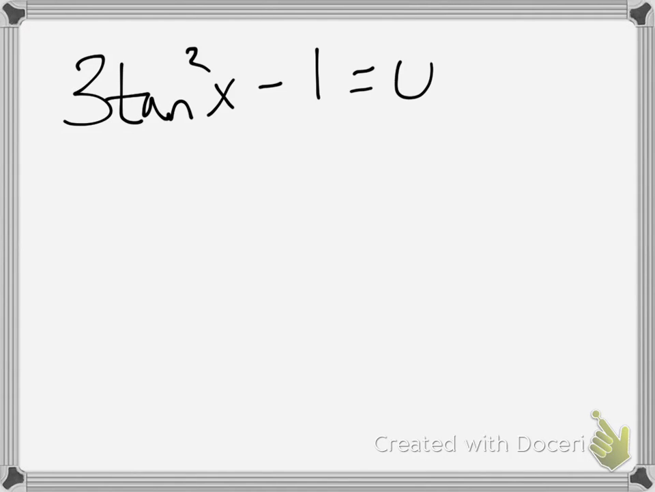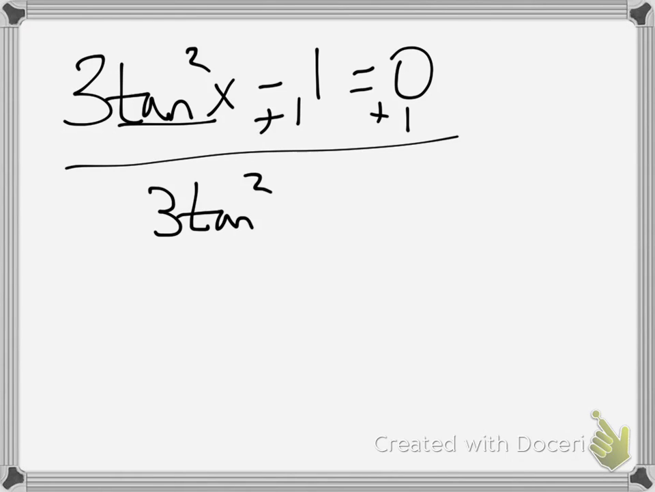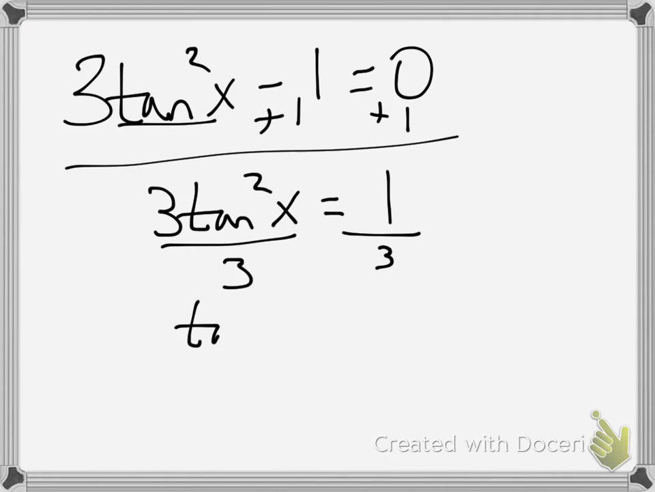Let's look at another example. Let's try 3 tangent squared x minus 1 equals 0. Okay, well, I only see one trig function, this tangent squared x, so perhaps we want to try to isolate for that. So let's bring the 1 over. 3 tangent squared x equals 1. We'll divide through by 3. I get tan squared x equals 1/3.